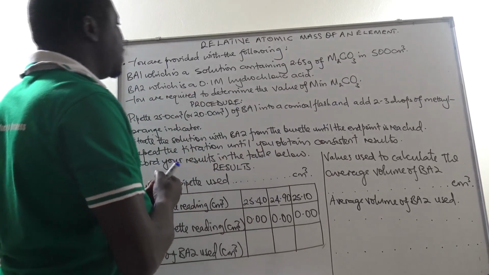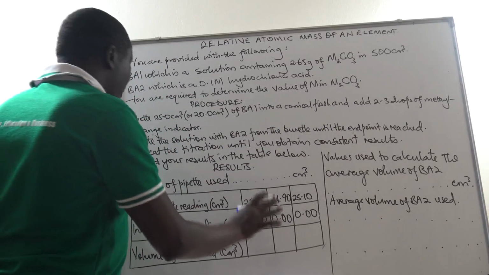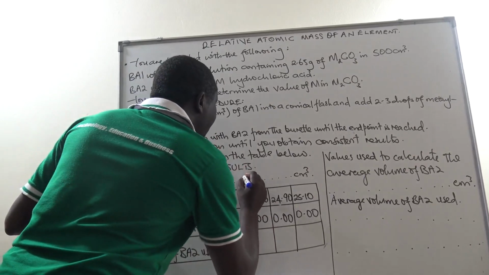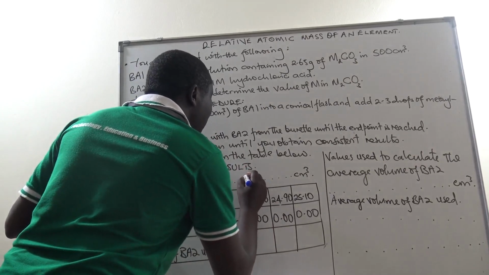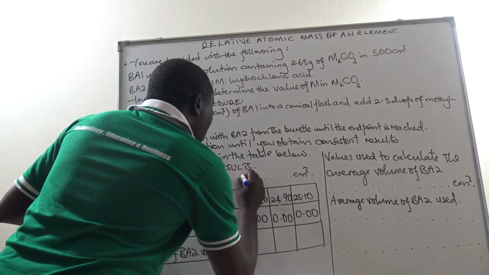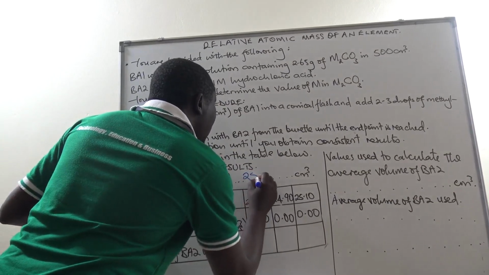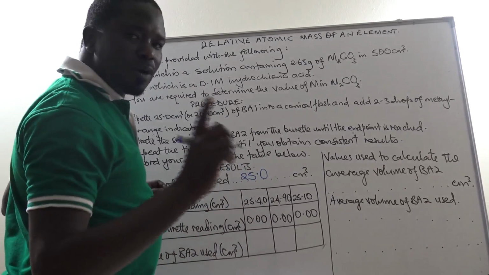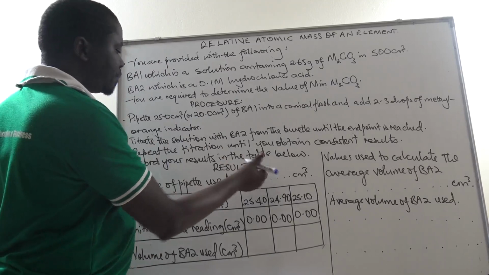So let us try to work on our table here. The volume of pipette that we are using, let us use a pipette of 25 cubic centimeters. That is a 25 cubic centimeter capacity pipette. So our volume of pipette, we must record it in this space, without forgetting to 1 decimal place preferably.